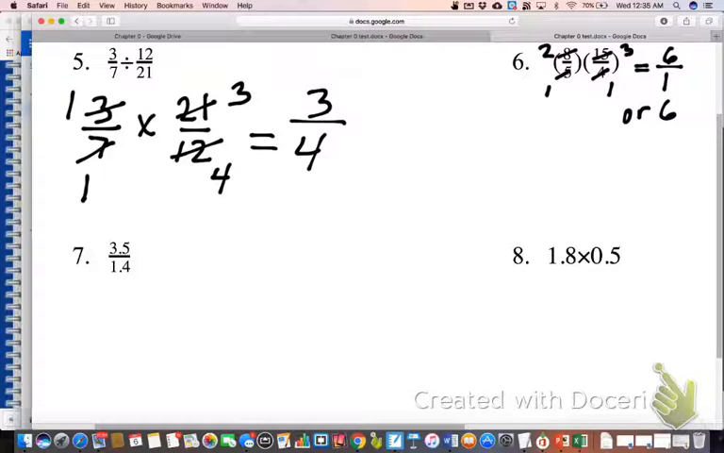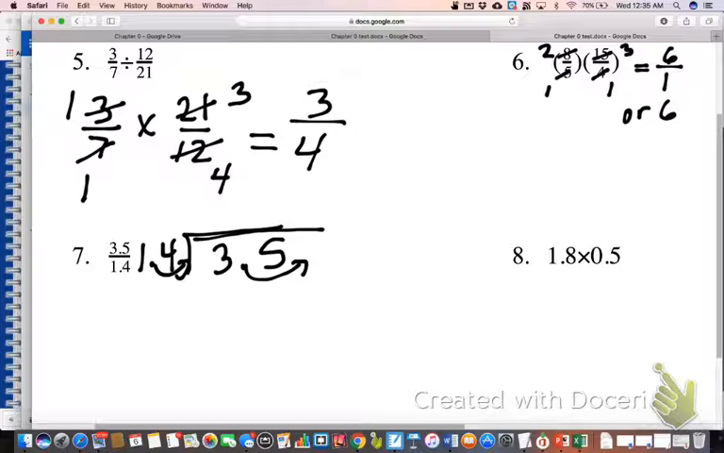So let me rewrite this to make this a little bit neater here. 3.5 divided by 1.4. So I'm going to move my decimal point over one place to make it a whole number, which means I need to move this one over one place to make it a whole number.